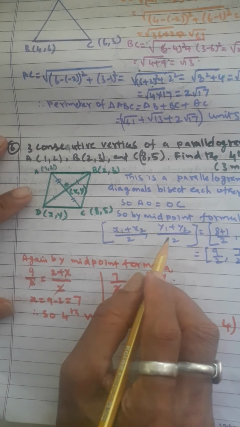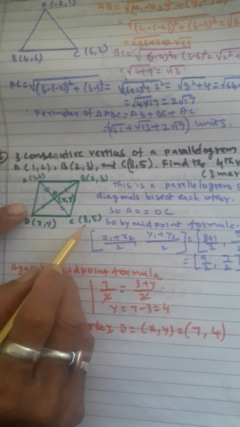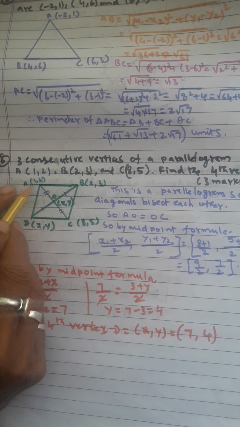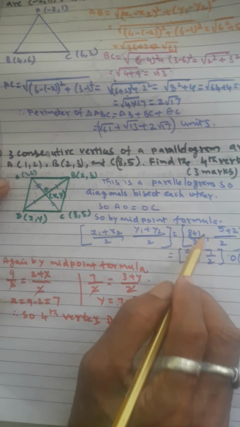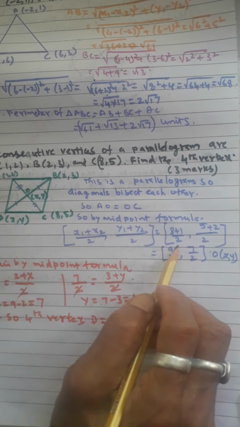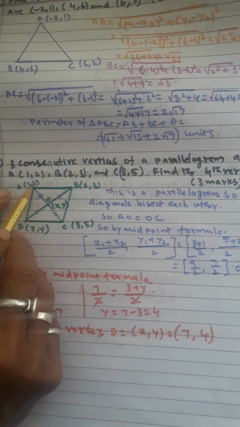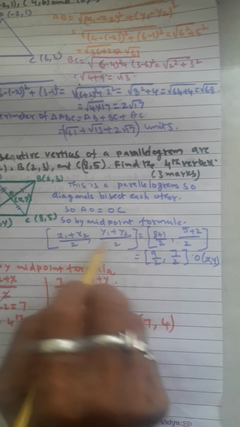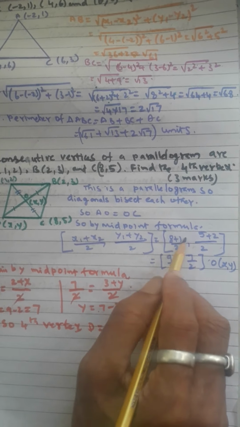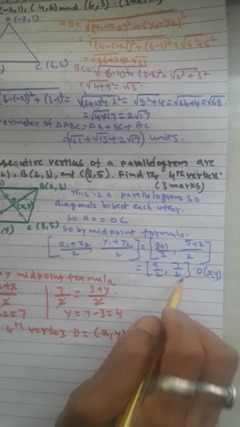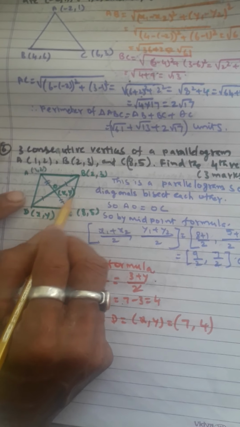So accordingly let us substitute here. Here I am considering the x1 value as 8. What is the x2 value? 1. So I write 8 plus 1 divided by 2. What is the y1 value? 5. What is the y2 value? 2. So 5 plus 2 divided by 2, according to the formula. So 8 plus 1 is 9, so 9 by 2 you'll get, and 5 plus 2 is 7, so 7 by 2 you'll get. That will give the coordinates of the midpoint.